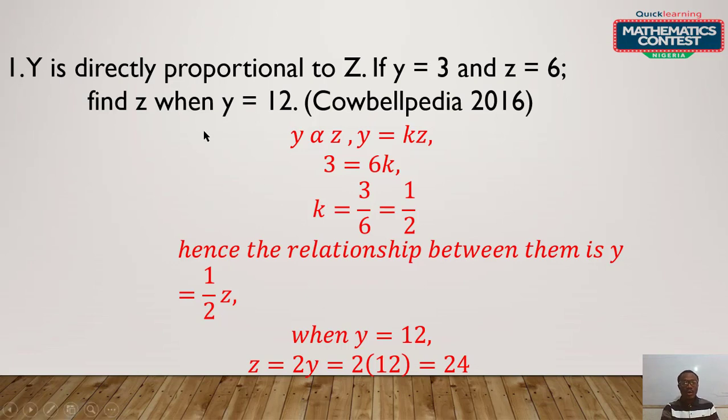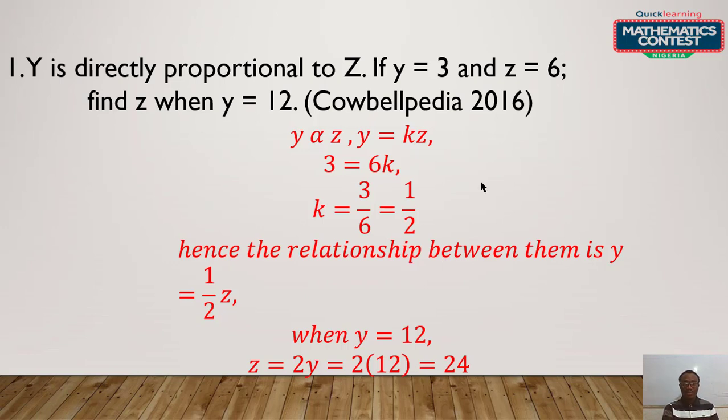So now, can I calculate the second part of the question, which says find z when y is 12? From this relationship, we can substitute the value of y to get that of z. To make z the subject of the formula, z will be equal to 2y. So if z is equal to 2y and y is given to be 12, to get z, it will be 2 times 12, which is 24.